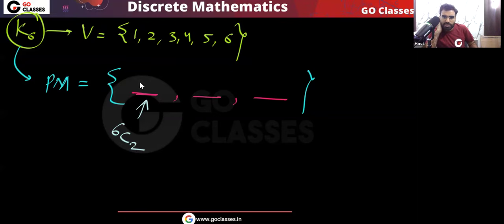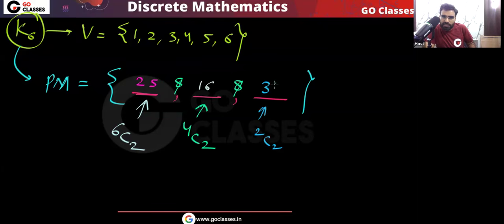Let's assume that I am putting 2, 5 here. Now remember, I need to do this also, this also. So from the remaining 4 people, you choose 2 people and you put them here. We have already got this edge 2, 5. Now from the remaining 4 people, let's assume I'm choosing 1, 6 and you put them here. And then from the remaining 2 people, you choose 2 people and you put them here, 3, 4. That's it.